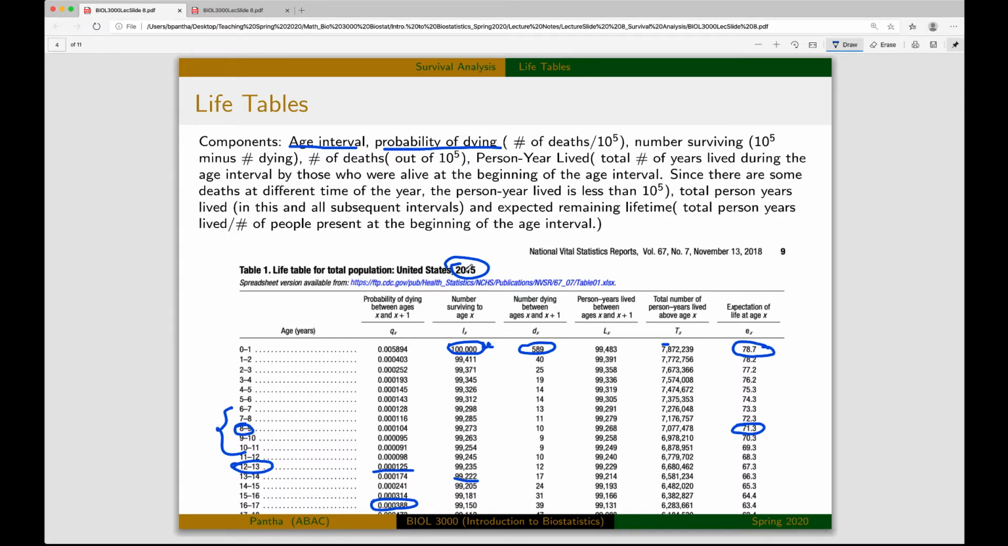Okay, if you were born in 2015, or if you are age 0 in 2015, then your life expectancy is 78.7 years. You can similarly say that if you are 1 year old in 2015, then you will probably survive 78.2 years, and so on. Okay, so this is how you can interpret it for all age groups.